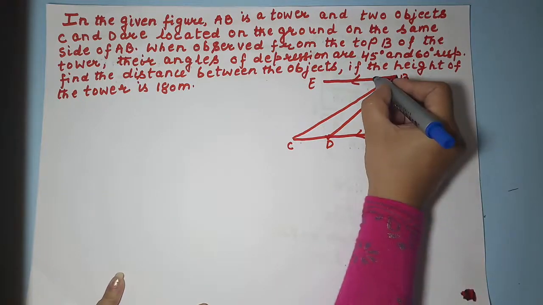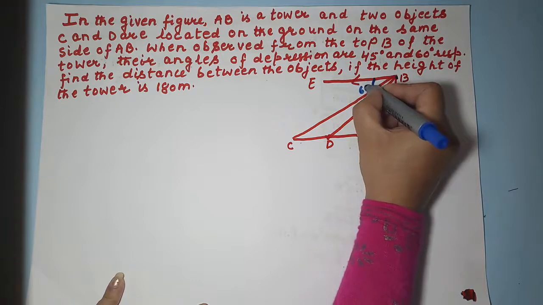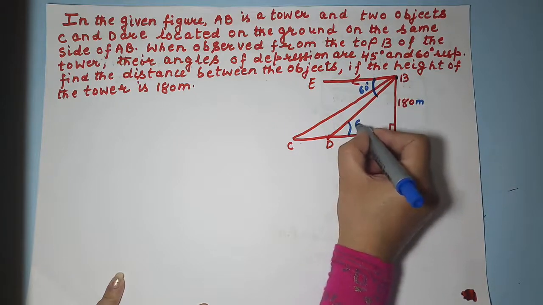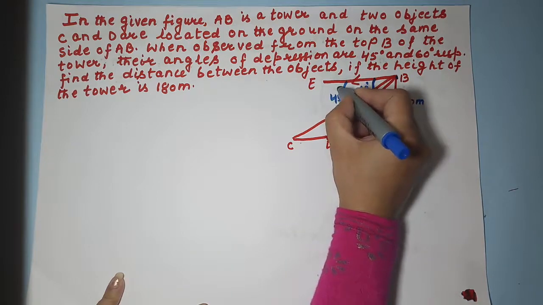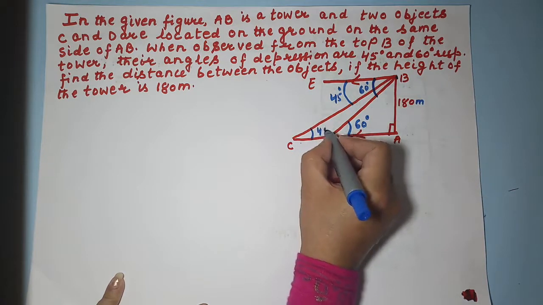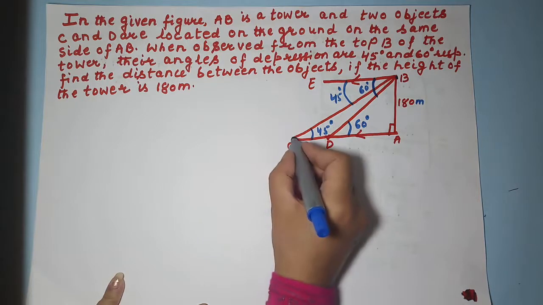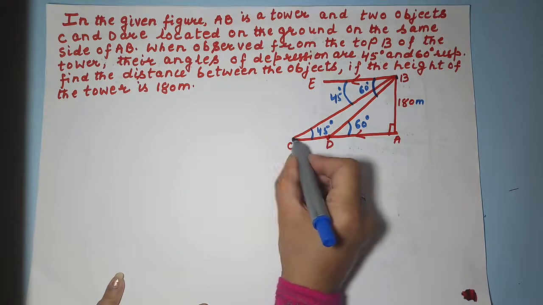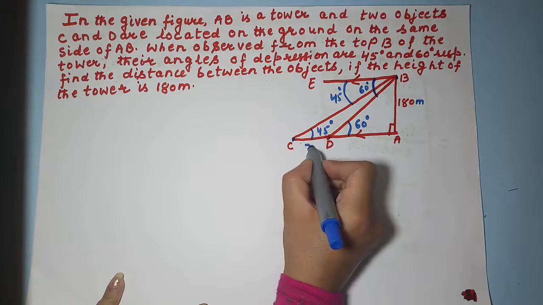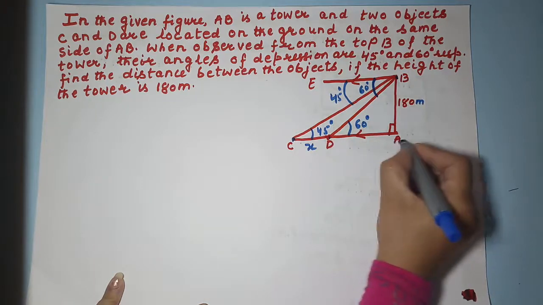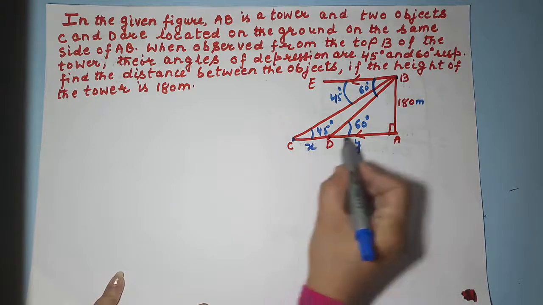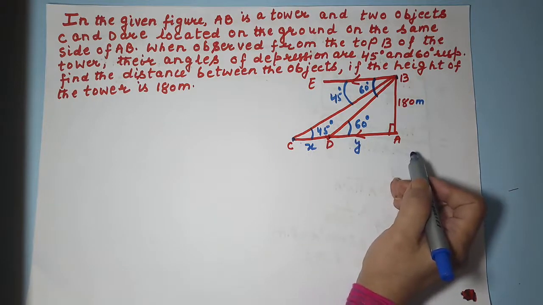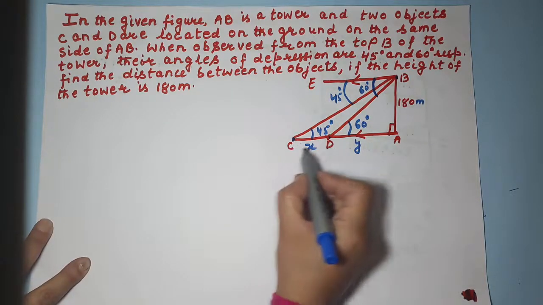Now, he's saying that the angles of depression, that means this angle is 60 degrees. Obviously, this is 60 degrees, alternate angles. And if this angle is 45 degrees, then this angle will be 45 degrees. Fine. And he wants us to calculate the distance between these two objects, C and D. Let this distance be y, this be x and this be y. So we are going to calculate this distance CD.